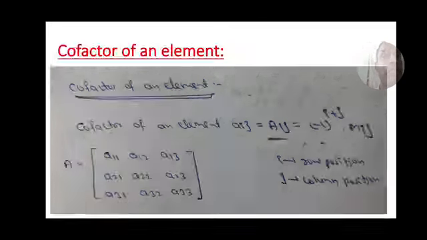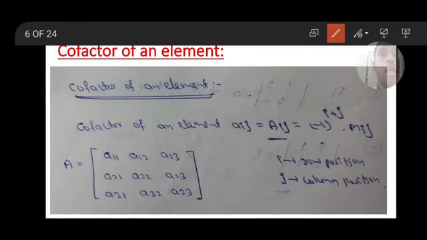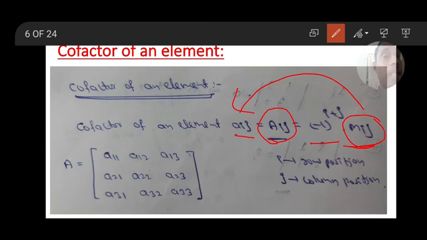Okay. Next, cofactor. Cofactor of an element. The cofactor of an element aij is denoted by capital Aij, which equals minus 1 whole to the power of i plus j into Mij. Mij means the minor of the element small aij. If you multiply the minor with minus 1 whole to the power of i plus j, then the value is called the cofactor of that element, where i is the row position and j is the column position of that element.